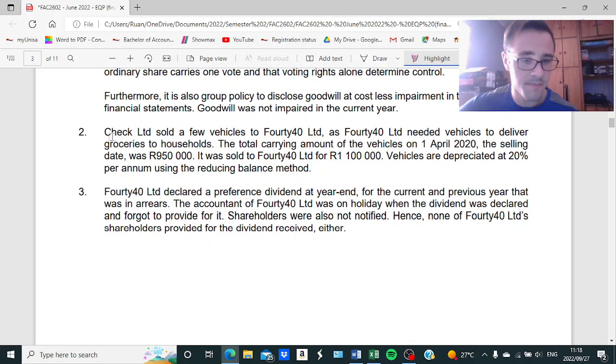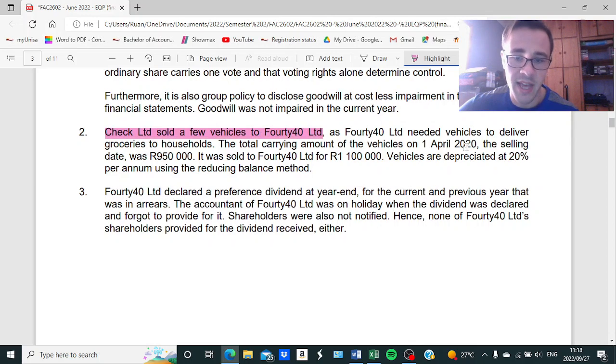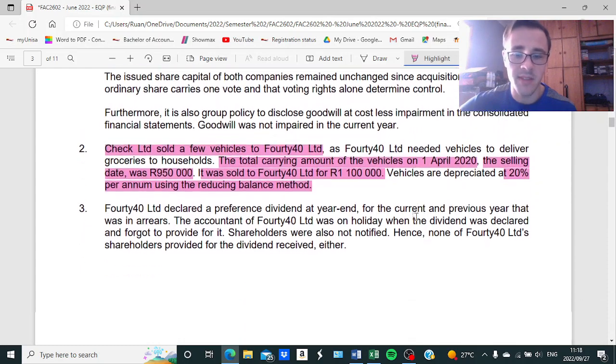Now, Czech Limited, the parent, sold a few vehicles to 4040 Limited, as 4040 Limited needed vehicles to deliver groceries to households. The total carrying amount of the vehicles on the 1st of April 2020, which was the date of sale, was 950,000 Rand, and it was sold to 4040 Limited for 1.1 million, and vehicles are depreciated at 20% per annum using the reducing balance method.